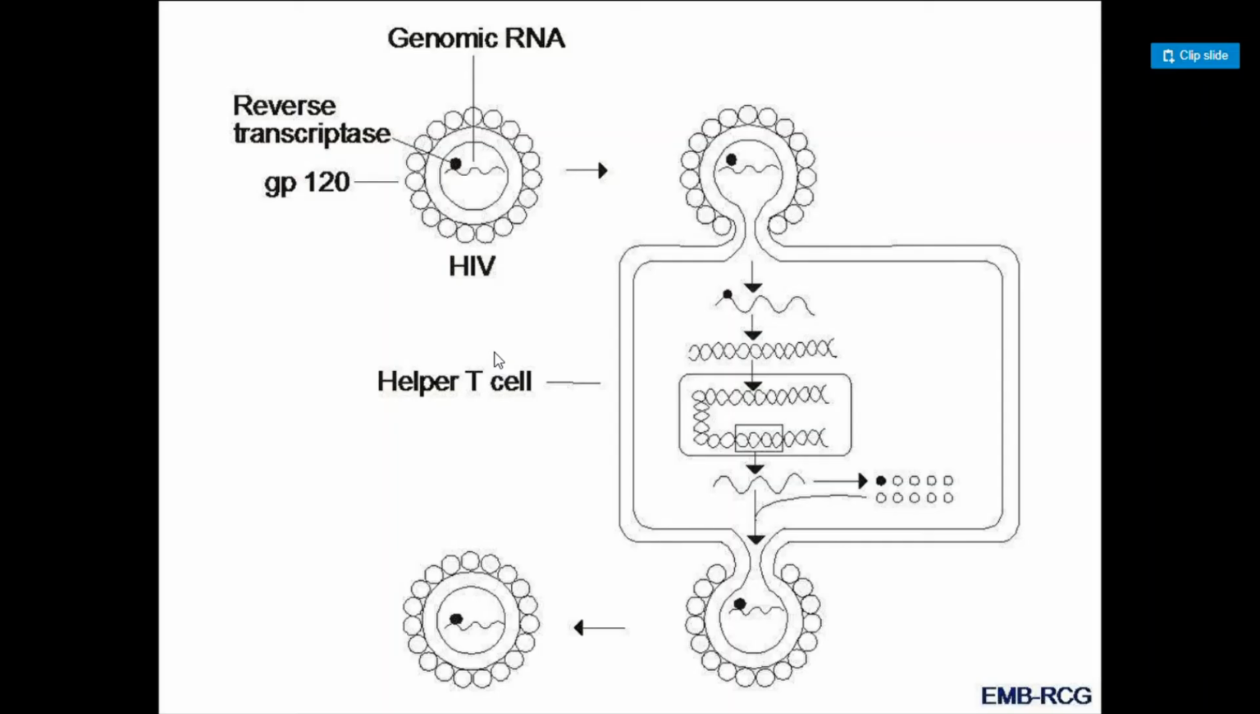Here is the representation using a diagram. The genomic RNA is present in the HIV, and the reverse transcriptase is also present. The GP120 are the external envelope proteins. After binding, the genomic RNA and the reverse transcriptase enter inside the helper T cell, where they start synthesizing DNA from this RNA template, forming cDNA using the enzyme reverse transcriptase.